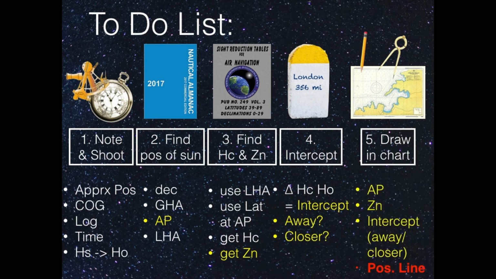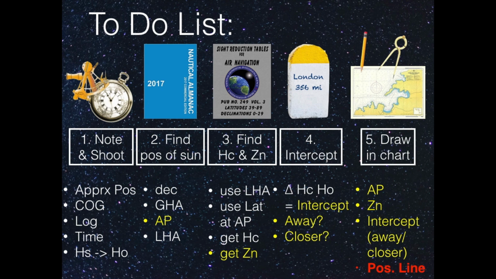Step number 5, draw everything into the chart. Draw your assumed position, and that's yellow there because you get it from step 2. Draw in the chart from that assumed position a direction to the sun, which is the azimuth, Zn. The Zn is yellow because you find it from step 3. Then you should draw the intercept from the assumed position in direction of the azimuth, either away from the celestial body or towards the celestial body. That is also yellow because you get that answer in step 4.